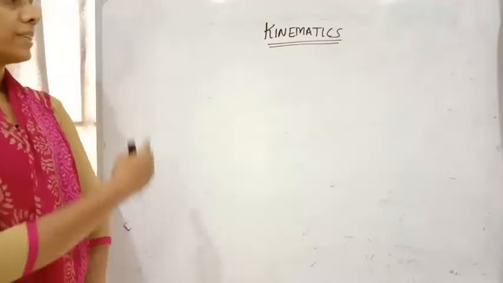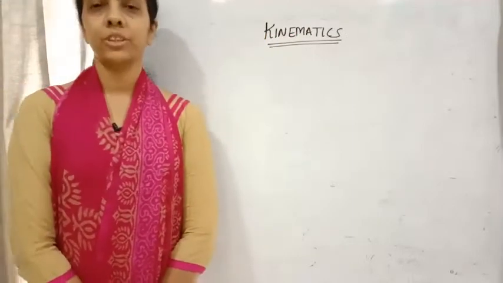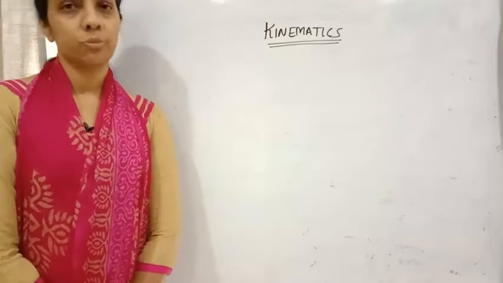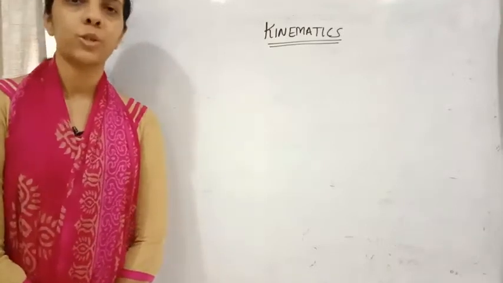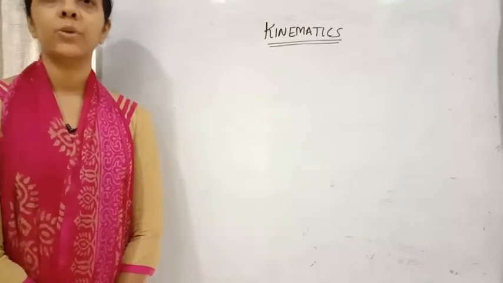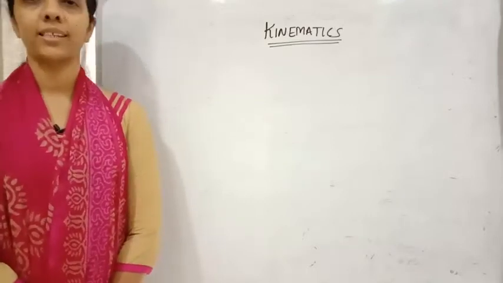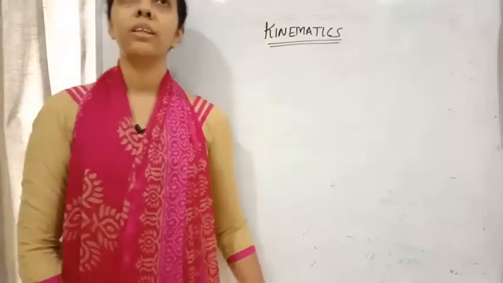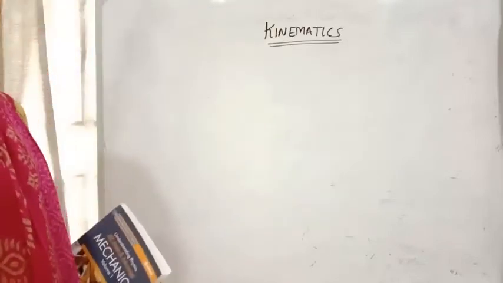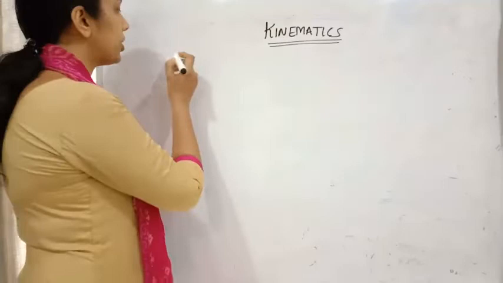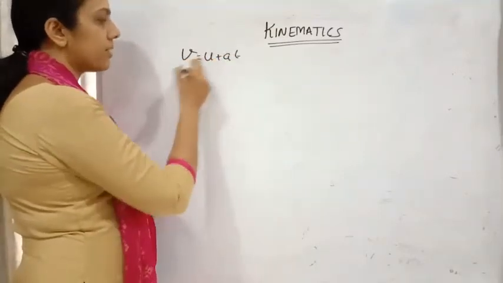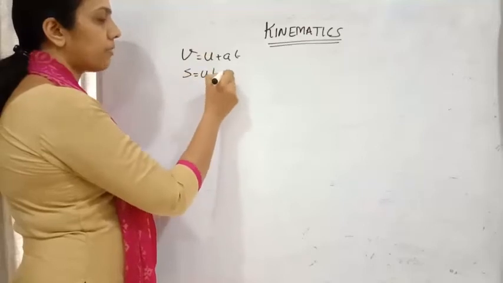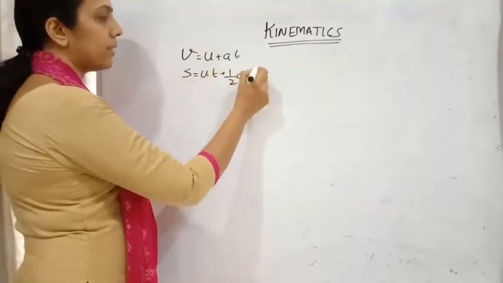In the last class we were discussing the kinematics portion. In that, we discussed the equations of motion, right? s equals ut plus half at square, v equals u plus at, and v square minus u square equals 2as. We discussed the different situations and how these three equations of motion can be represented.